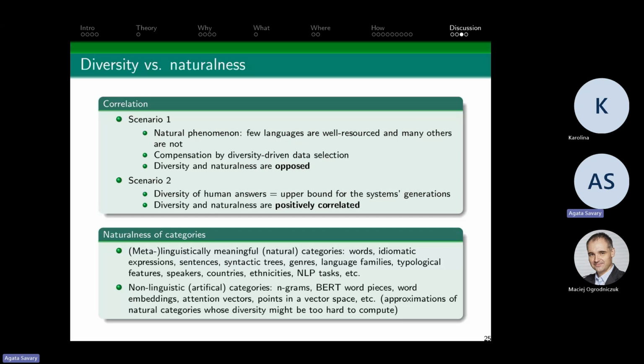And we can also reason about the naturalness of the categories, because these are the basic items of diversity measurement, right? In many papers, these categories are natural in the sense that they are linguistically motivated, like words, idiomatic expressions, sentences, syntactic trees, and so on and so forth. But sometimes they are not. Often they are not, like n-grams, word pieces in BERT, word embeddings, attention vectors, points in a vector space, and so on. So these are categories that are not linguistically very motivated, but they are most often approximations of linguistic notions, and the diversity is easier to calculate simply for these unnatural categories.